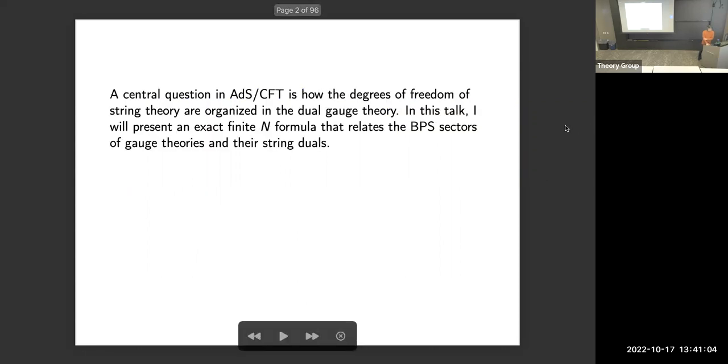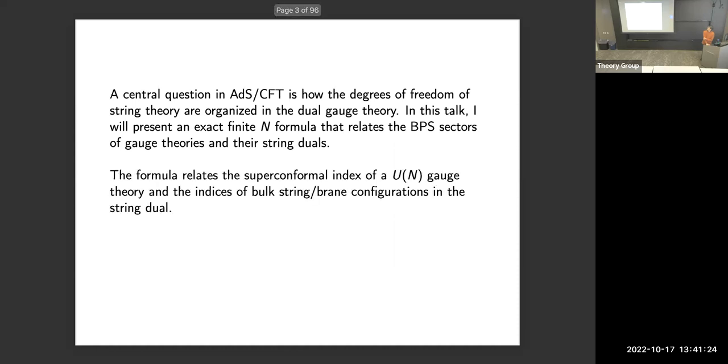So a central question in AdS/CFT is how the degrees of freedom in string theory are organized in the dual gauge theory. And in this talk, I'll present an exact finite N formula that relates the BPS sectors of gauge theories and their string duals. And the formula I present will relate the superconformal index of a U(N) gauge theory and the index of bulk string brane configurations in the string dual.